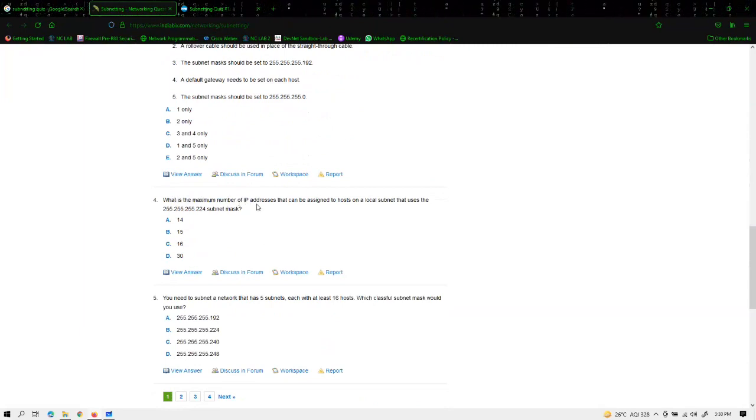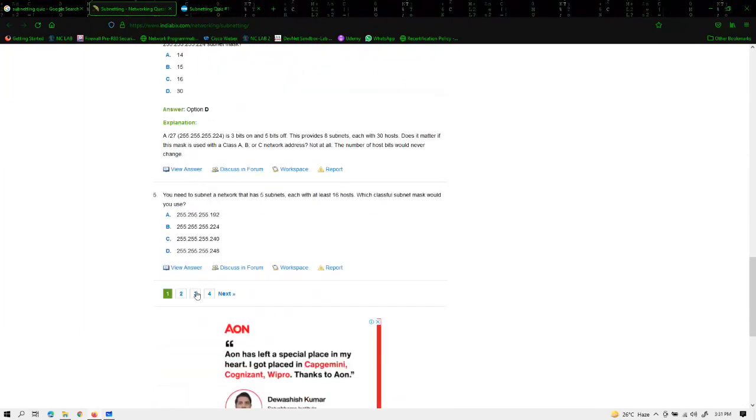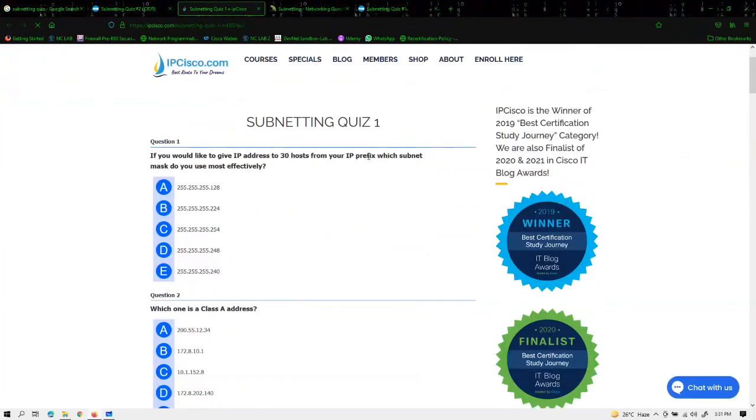What is the maximum number of IP addresses that can be assigned to a host on a local subnet that uses /27? Here it is asking for the number of IP addresses that can be assigned using the subnet mask. So how many IP addresses will be there? If it is /27, it should be 32, so 30 IP addresses. Right, D. These questions are easy, I think. If you would like to do 30 host IP addresses, which prefix will you use? This one.